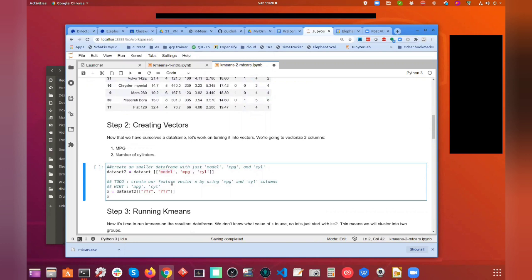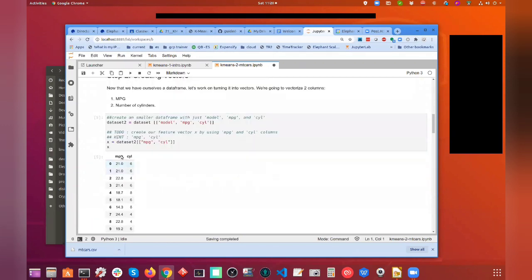But my X is now, what's my X? My X is just MPG and cylinder. So select the X. There's no Y, because we're not doing supervised learning. So just X, just input data. There's no predicted data. So you can see my X is MPG and cylinder. These are my vectors.